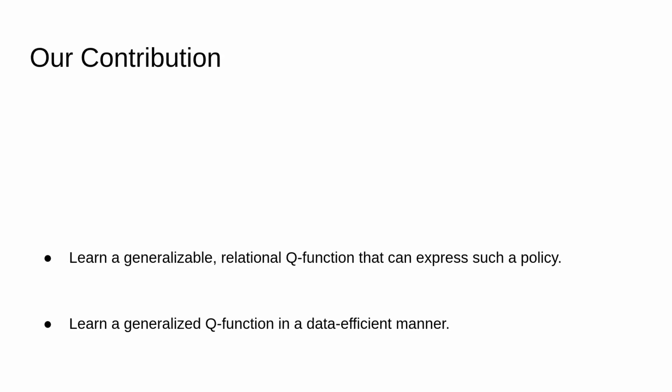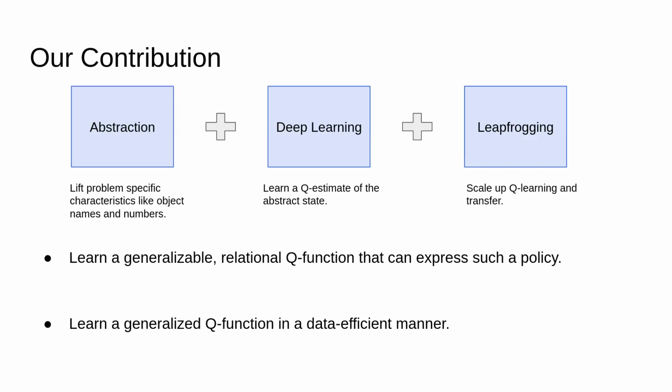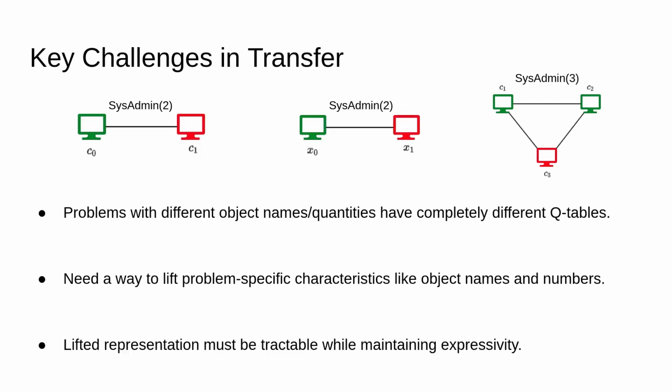So, our contribution in this paper is to learn a generalizable relational Q function that can express such a generalized policy and do it in a data-efficient manner. And to do so, we use abstraction in conjunction with deep learning and leapfrogging to learn a generalizable relational Q function. One key challenge in transfer is that problems with different object names and quantities have completely different Q tables since their state spaces are different.